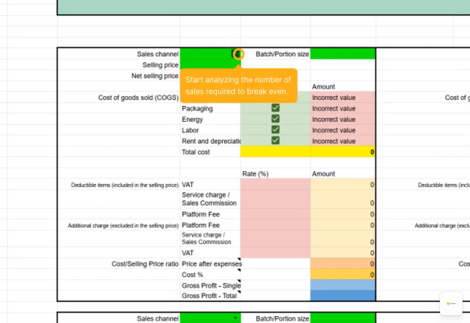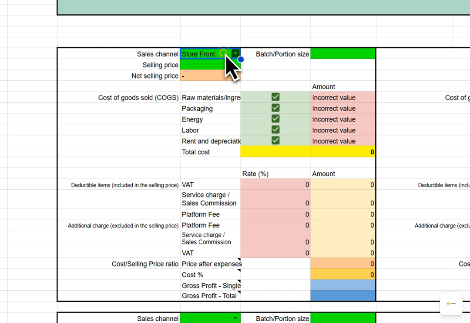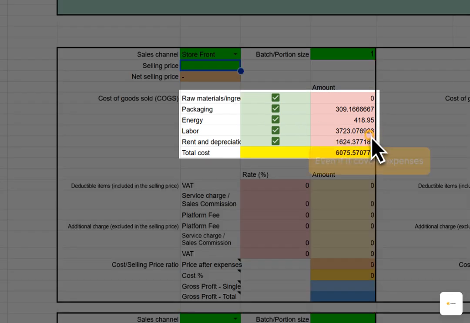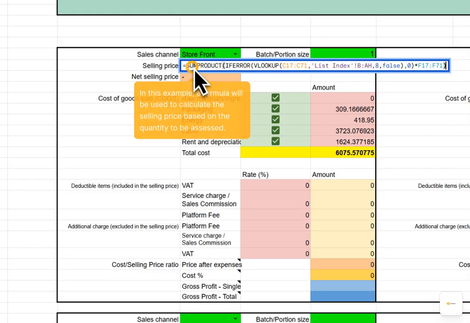Start analysing the number of sales required to break even when selling at a storefront. In total, 1 day. How much sales are required? Even if it covers expenses. In this example, a formula will be used to calculate the selling price based on the quantity to be assessed.